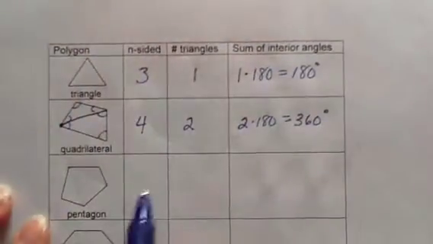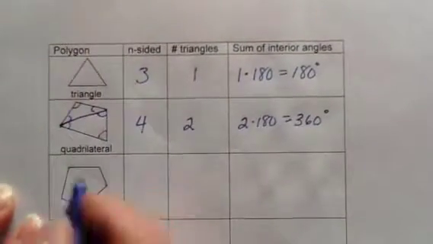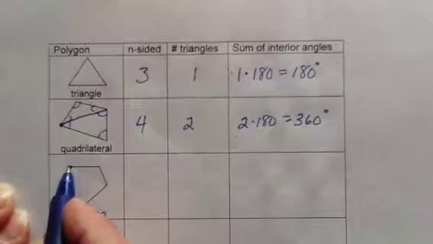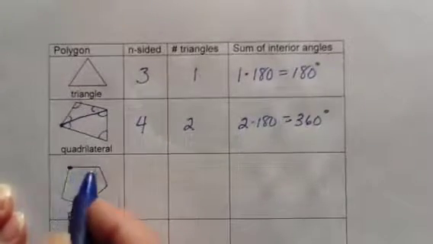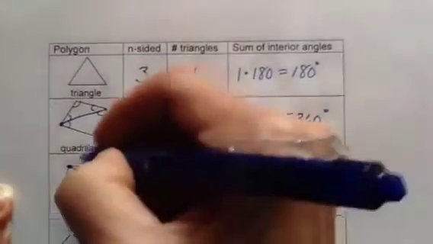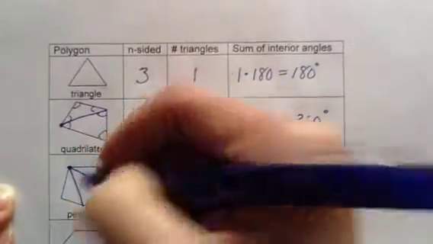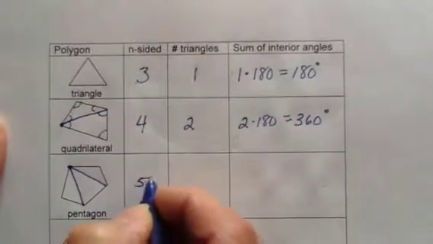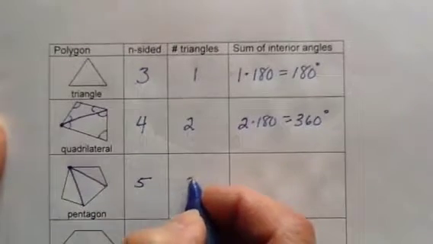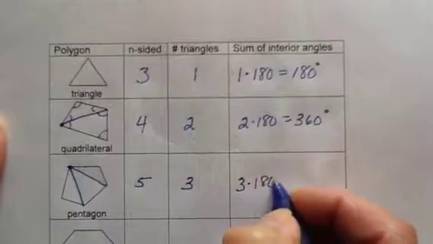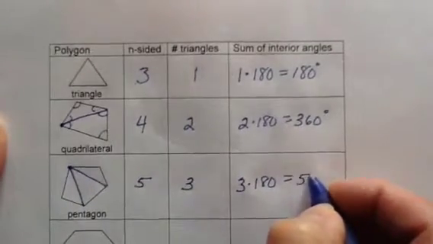Okay? So here, I'm going to pick a vertex. I'll pick this one. I draw all the diagonals I can from that vertex. Do not go to another vertex. I can't go to the two adjacent ones, but I can go here and I can go here. How many sides does this shape have? 5. How many triangles? 3. Each triangle has 180 degrees, and that's 540 degrees.